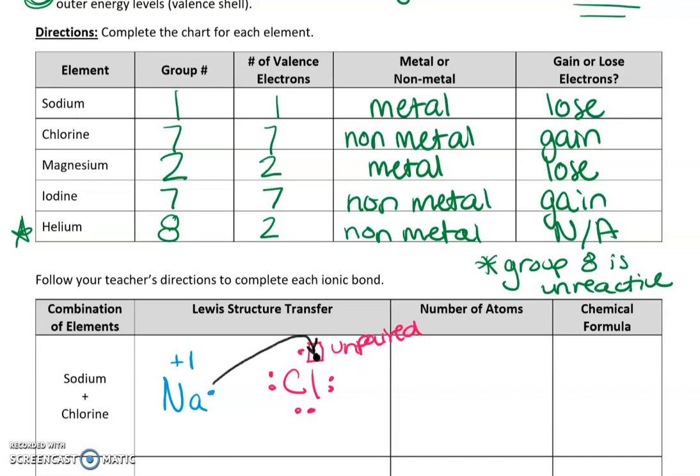Chlorine has now gained a negative electron. So now it is negative by 1 because it has 1 extra electron than the protons that chlorine has. When we're looking at writing a chemical formula for how this ionic bond has formed, we need to account for the number of atoms that are involved in it. So we have 1 sodium atom. Sodium we have 1 of. And then for chlorine, we have 1 chlorine. Can't spell.